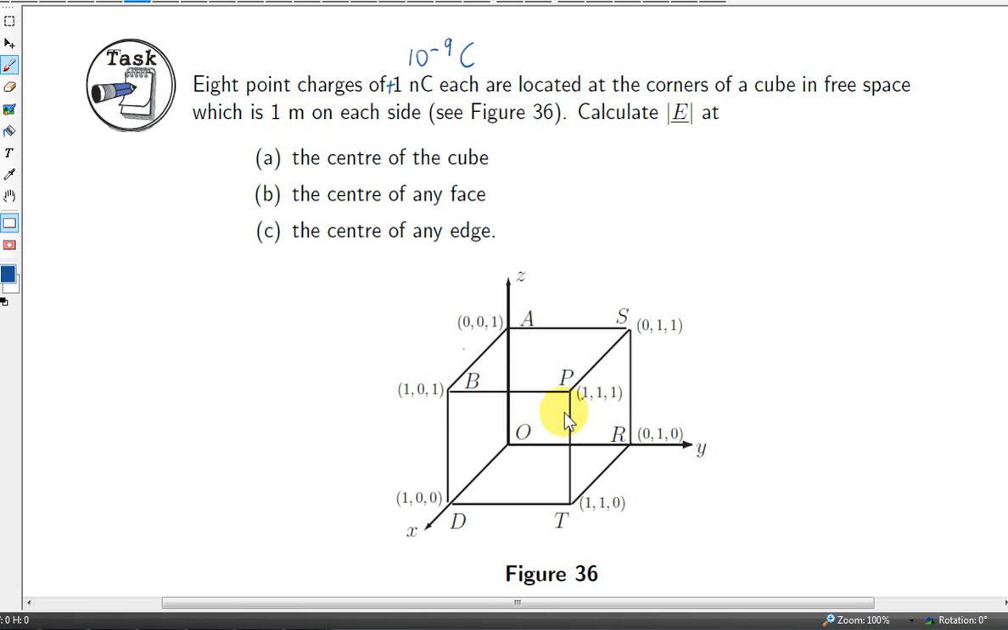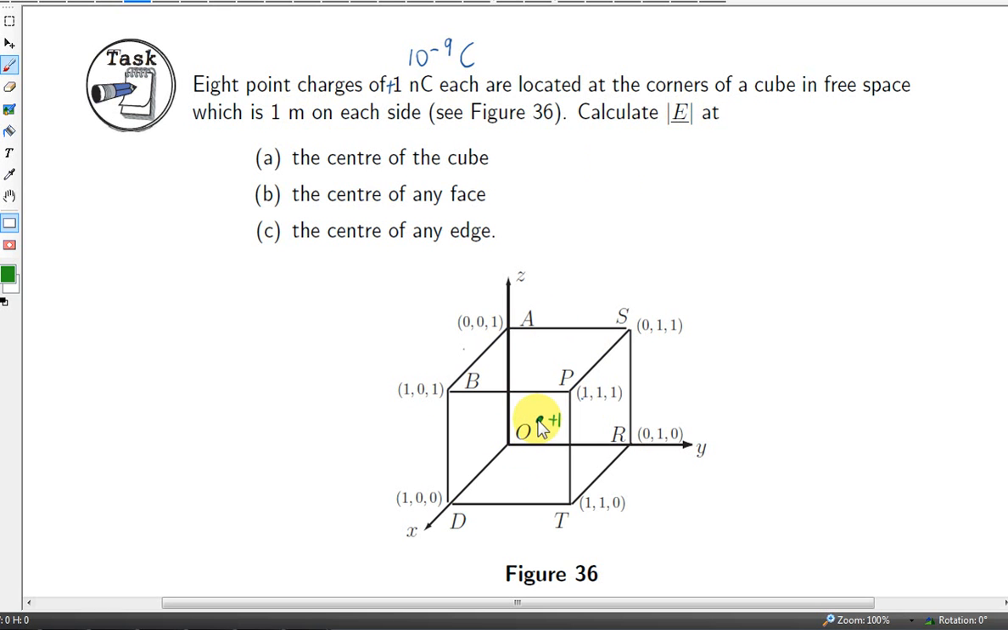One way to get the center point of the cube is to join opposite corners together. So we could join point O to point P and then get the midpoint of the line OP, which is about here. By symmetry, this center of the cube is equidistant from all 8 corners of the cube. The electric field at the center of the cube is the force on a charge of +1 coulombs.